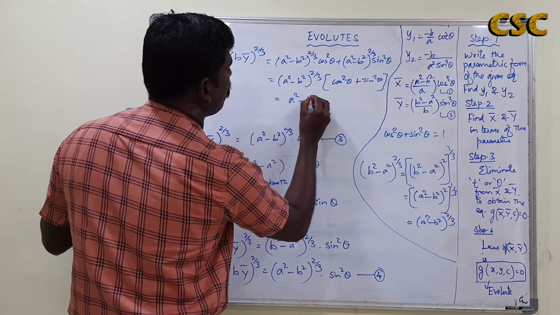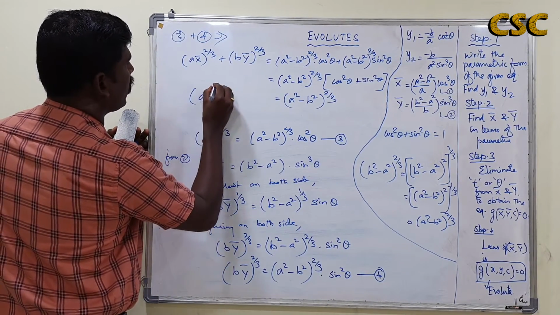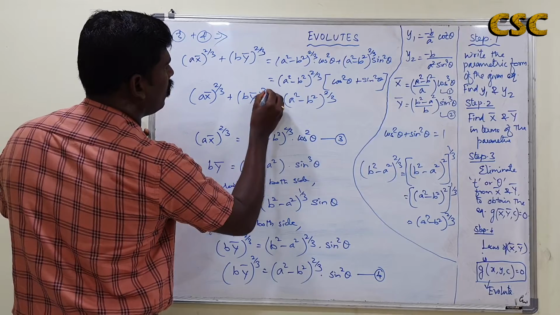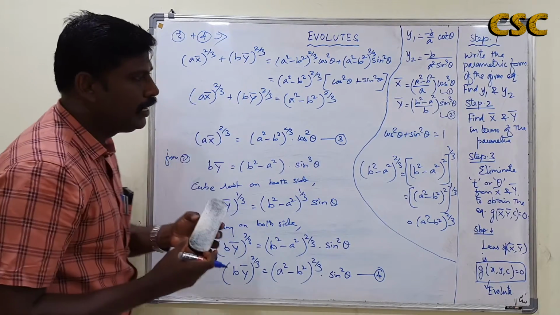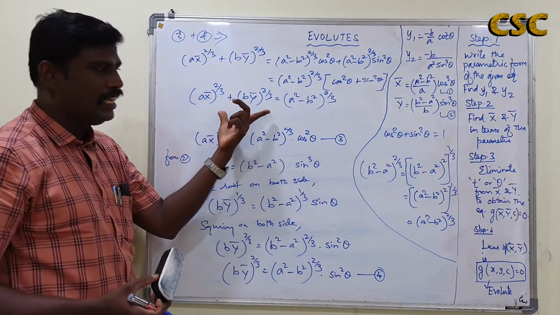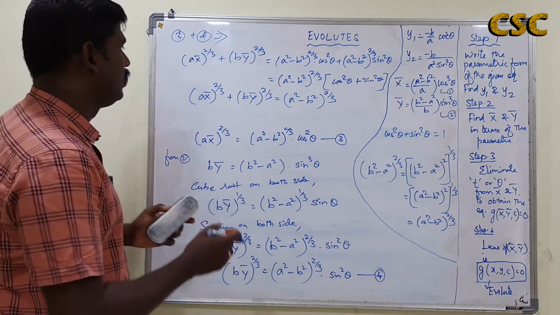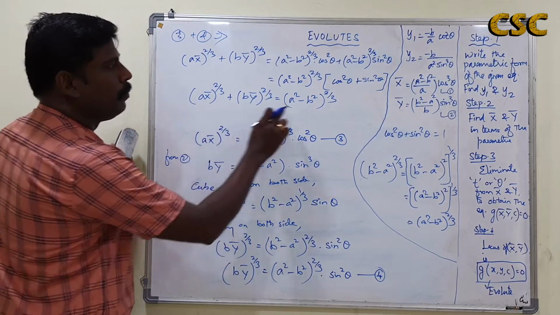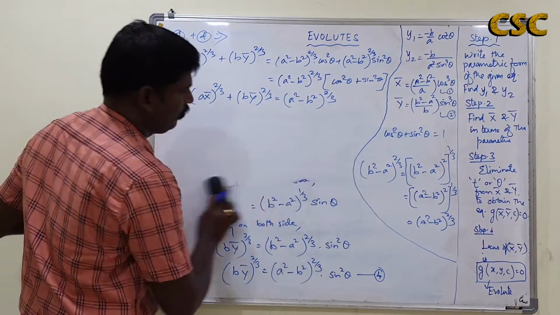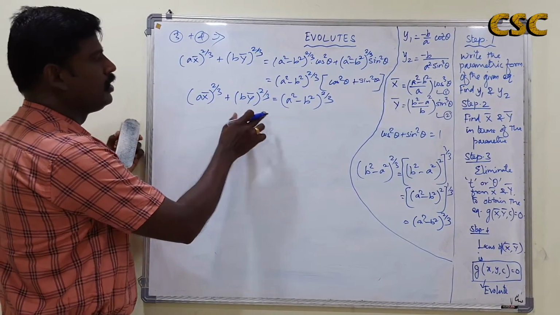So the result will be a square minus b square to the power 2 by 3, which is the value of a x bar to the power 2 by 3 plus b y bar to the power 2 by 3. Now we obtain the equation g of x bar, y bar, c equal to 0. Here, the parameter theta is eliminated from this equation.